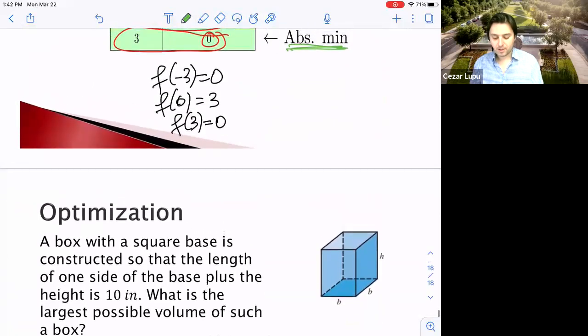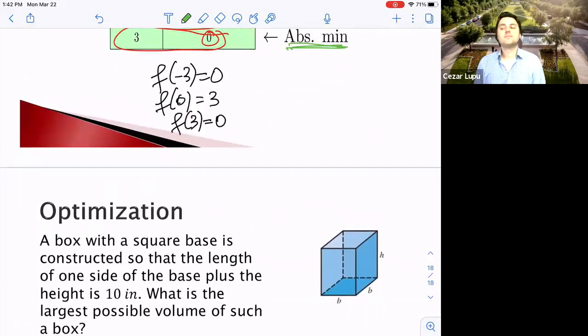All right, I would like you to look at the statement of this problem. It says the following: a box with a square base is constructed such that the length of one side of the base plus the height is 10 inches. Okay, as you can see in the picture, you have the base that is denoted by B, and the height is denoted by H.